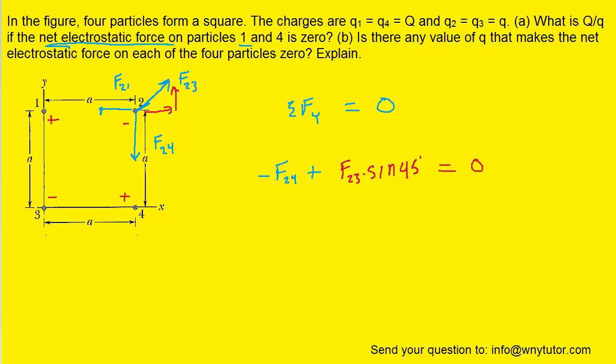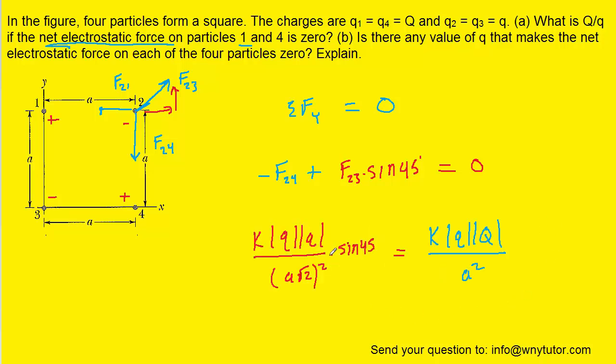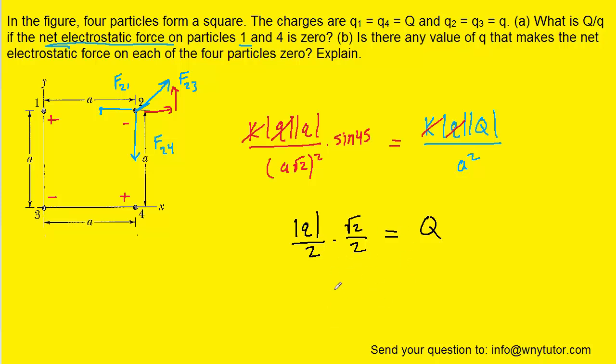As before, we'll replace the expressions F24 and F23 with the correct setups. We'll add the blue term over to the right-hand side. We'll cancel a factor of q, as well as the a squared, as well as k. And then when we algebraically rearrange this, we're going to have radical 2 over 4 is equal to capital Q over Q. Remember, that'll be a negative ratio because capital Q is positive, lowercase q is negative. Well, radical 2 over 4 is approximately 0.35.